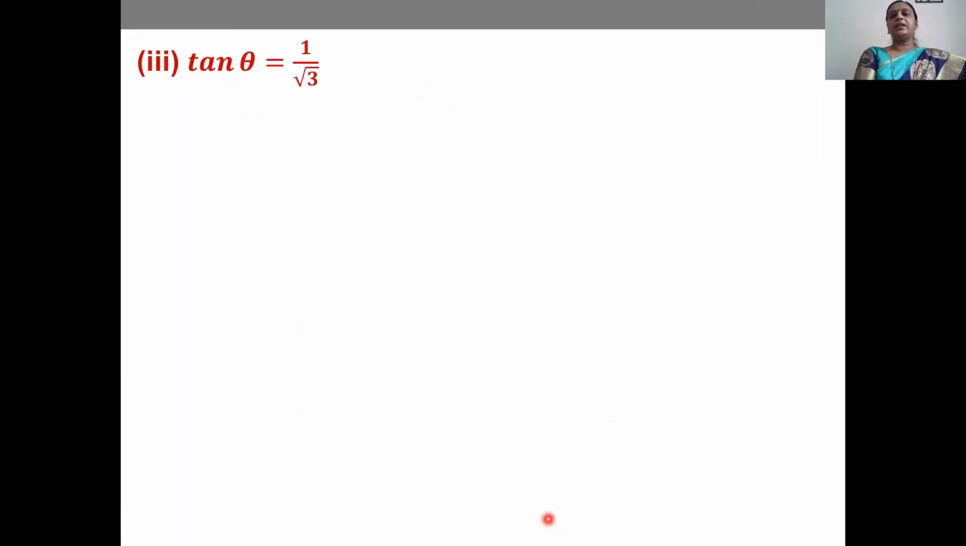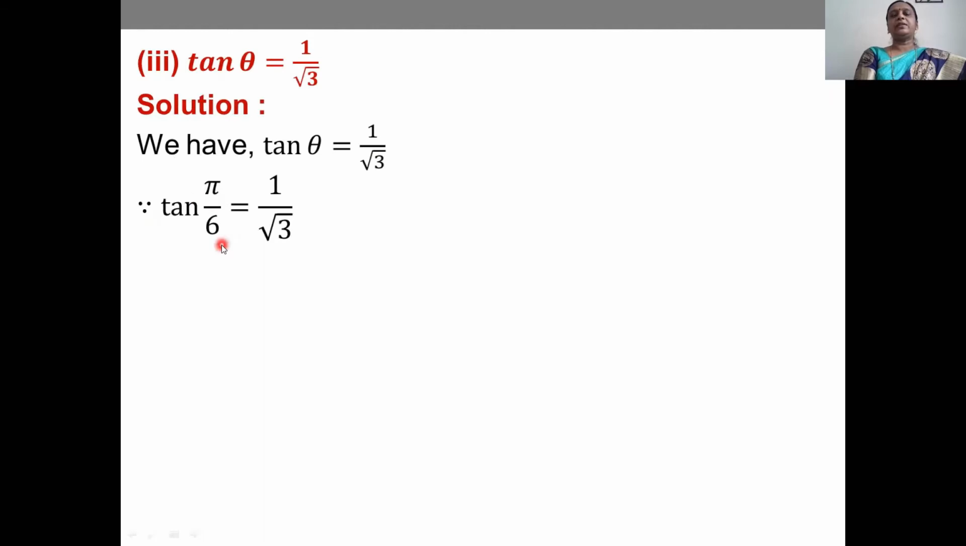Then let's consider the next example, tan theta is equal to 1 by root 3. In the solution, you write down tan theta is equal to 1 by root 3. Now, in the table 0 to 90 degrees, you find out where the value of tan theta is 1 by root 3. At tan pi by 6, the value of tan theta is 1 by root 3. Therefore, write down tan pi by 6 is equal to 1 by root 3. Again, compare these two equations. Their right hand sides are equal, therefore, left hand sides will be equal. Therefore, you write down tan theta is equal to tan pi by 6. Again, this equation is of the form tan theta is equal to tan alpha, where alpha is pi by 6.